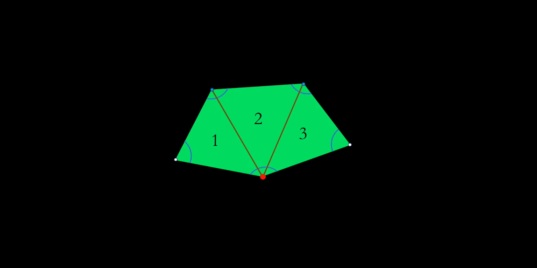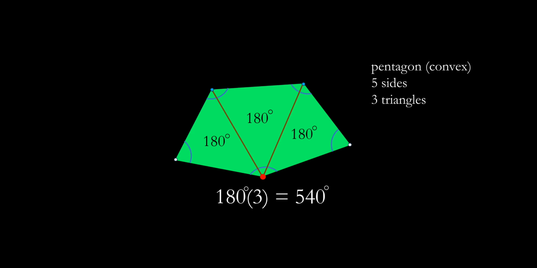Finally, we can calculate the interior angle sum of a convex pentagon, which has 5 sides, and we produce 3 triangles. So we have 180 degrees plus 180 degrees plus 180 degrees equals 540 degrees. Now let's look at a 7-sided convex polygon, otherwise known as a heptagon, though the name is not so important. This isn't biology after all. 7 angles.